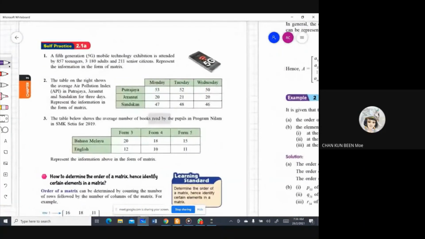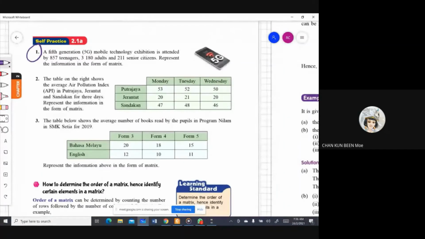Okay, take a piece of paper. I want you to do this right now. Question number 1. A 5th generation, 5G, mobile technology exhibition is attended by 857 teenagers, 3,180 adults, and 211 senior citizens. Represent the information in the form of matrix.